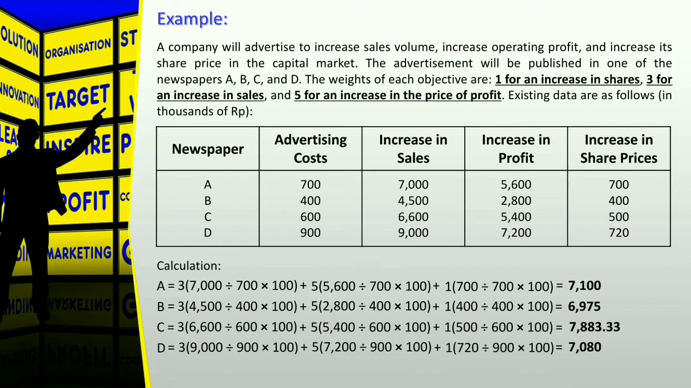After all the newspaper values are found, the last task the company should do is to choose the newspaper that makes the most profit. In other words, the company must choose the highest value out of the 4 newspapers. Based on the calculation results, the highest value among the 4 newspapers is newspaper C. So, in conclusion, to get more profit, the company must choose newspaper C.